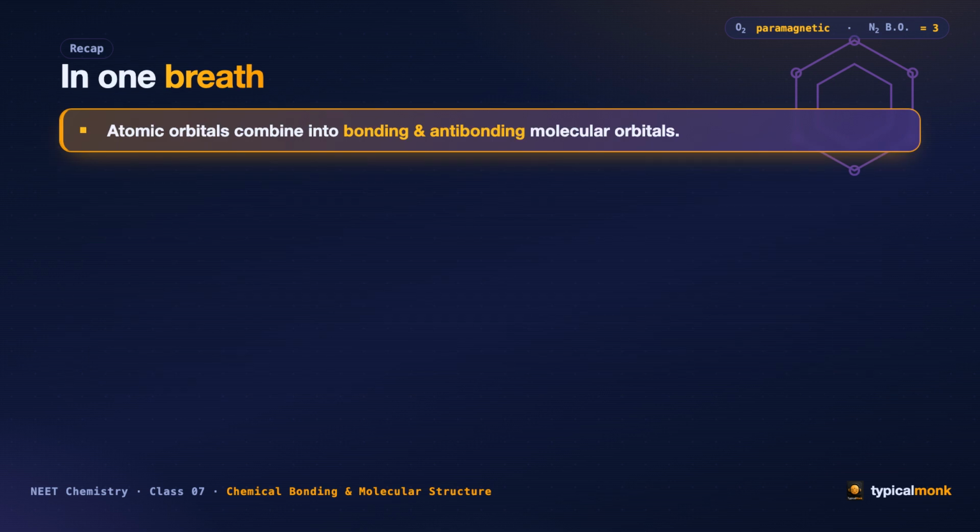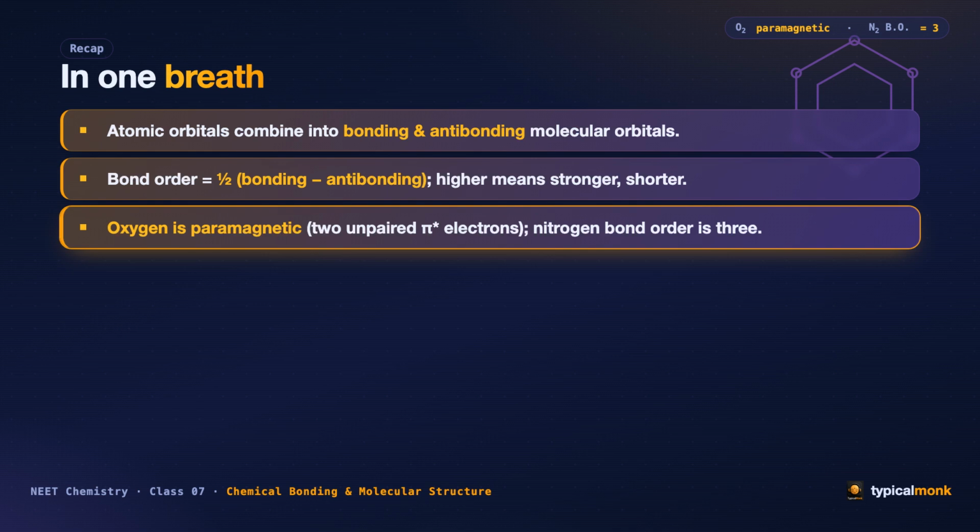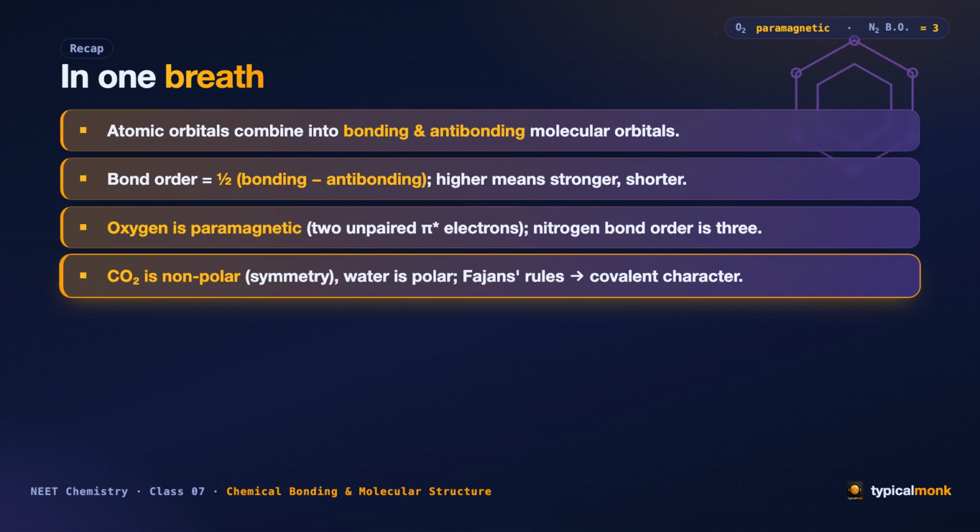Let us gather the whole class in one slow breath. Atomic orbitals combine into molecular orbitals, bonding ones that hold atoms together and antibonding ones that push them apart. Bond order is 1/2 of the bonding electrons minus the antibonding electrons. The higher it is, the stronger and shorter the bond. Oxygen is paramagnetic, with 2 unpaired electrons in its pi star orbitals, and nitrogen has bond order 3, a triple bond. Carbon dioxide is non-polar because its symmetry cancels the dipoles.